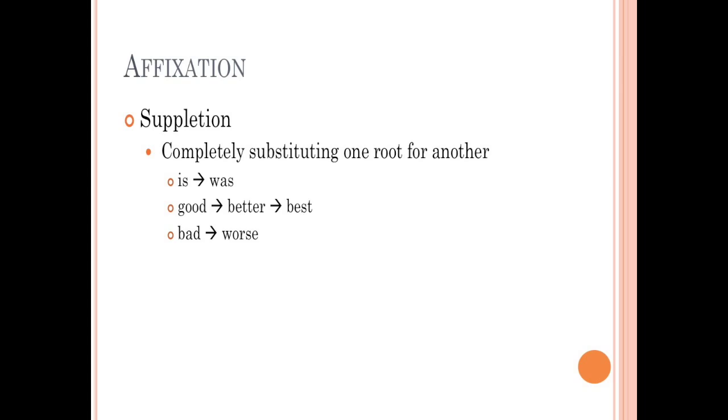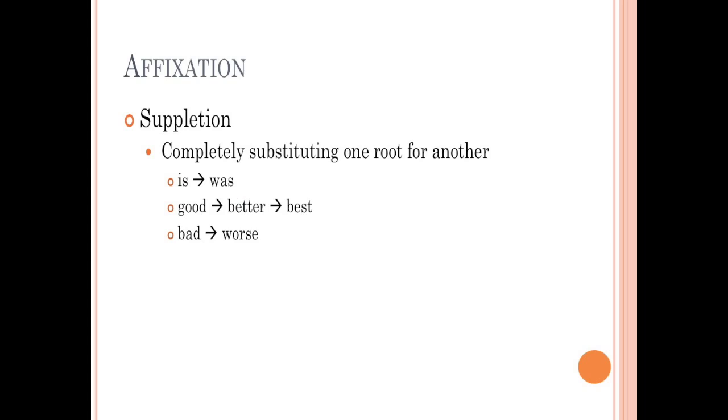Suppletion is completely substituting one root for the other. And again, it's not super common in English, but some of the most common words in English demonstrate suppletion. Is and was, good, better, and best, bad and worse. What is the difference between pretty, prettier, and prettiest versus good, better, and best? Pretty, prettier, and prettiest is made through adding affixes, where good, better, and best is made through suppletion.